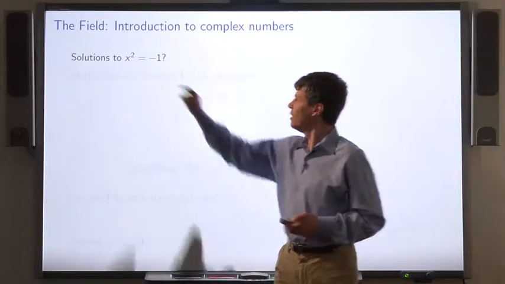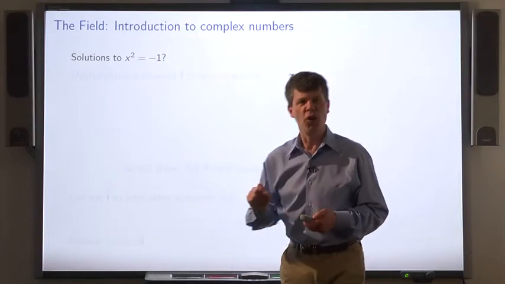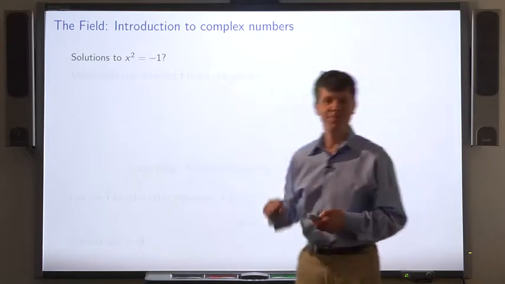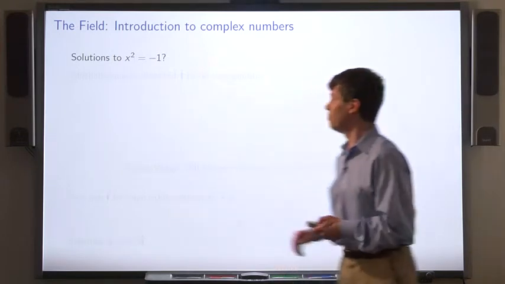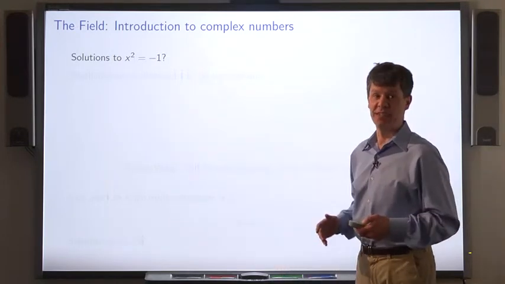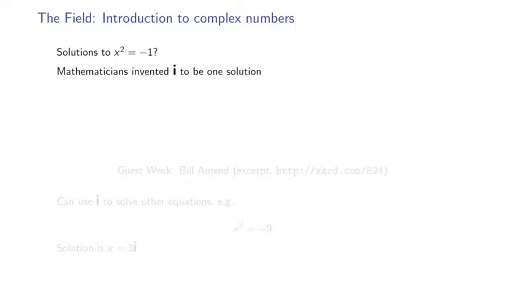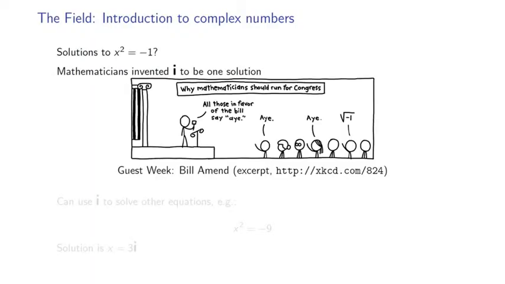Here's an equation, x squared equals minus 1. What are the solutions? Well, if we stick to the regular numbers, the real numbers, there aren't any solutions. Mathematicians invented i to be one solution.